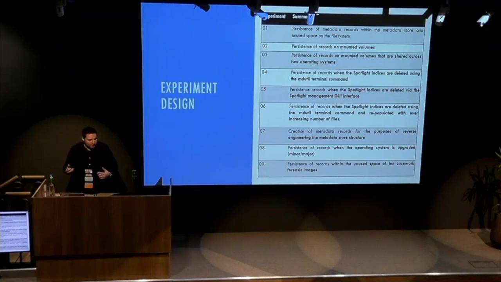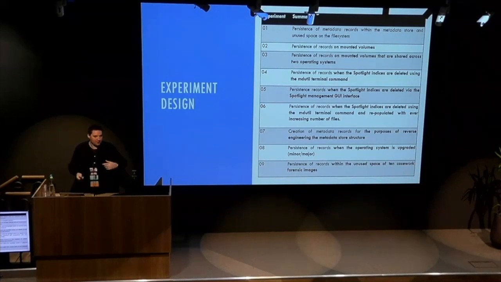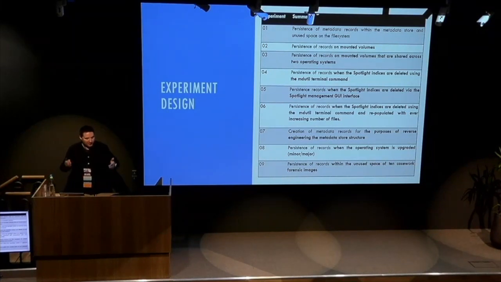So you would think that would completely overwrite the content. Creation of metadata records for the purposes of reverse engineering the metadata store. You'll note that was experiment number 7 that we designed. As I go through the experimentation, I'm skipping number 7, because everything else I'm showing you we learned during number 7. Number 8, we have the persistence of records when the operating system is upgraded, so both minor and major releases of Mac OS upgrades, and the persistence of the records then within the unused space. We use 10 casework forensic images.